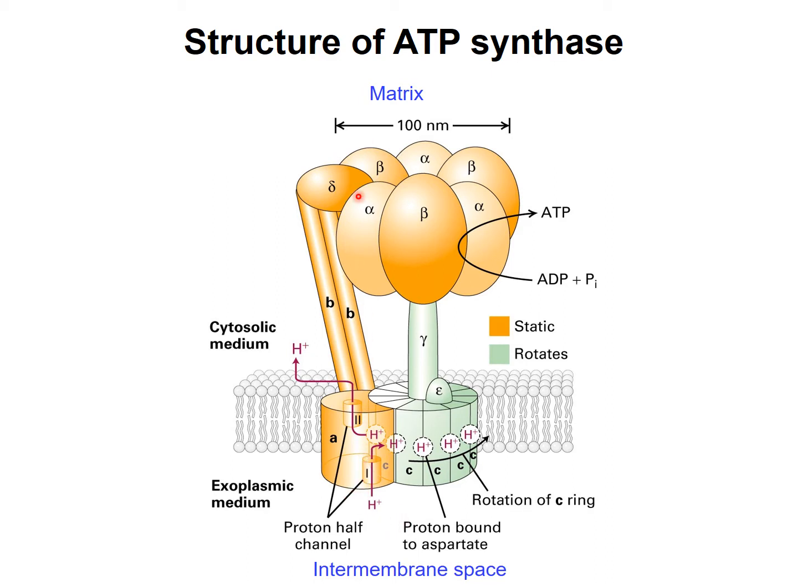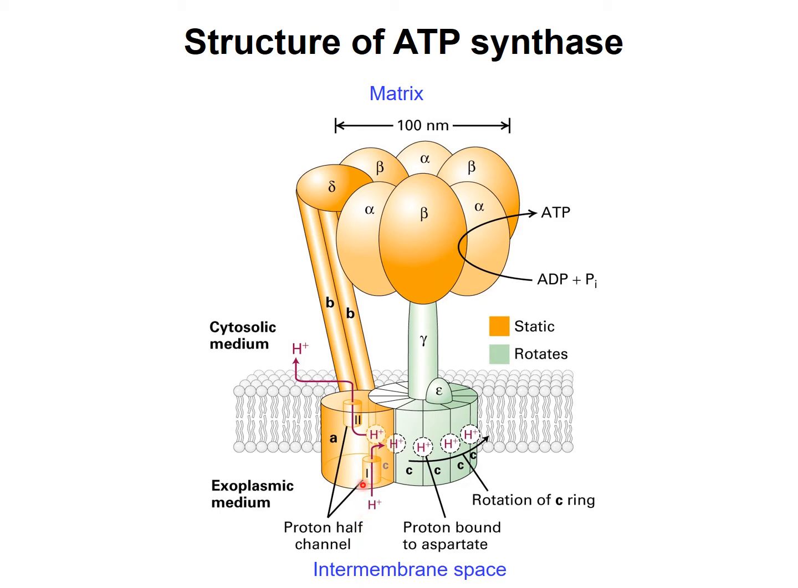But how can the movement of protons make the ATP synthase turn? Well, here comes the genius design of the ATP synthase. First of all, it has a subunit A, which contains two half channels, channel 1 and channel 2, channel 2 facing the matrix, and channel 1 facing the intermembrane space. So the protons will first enter through channel 1 and try to get out.